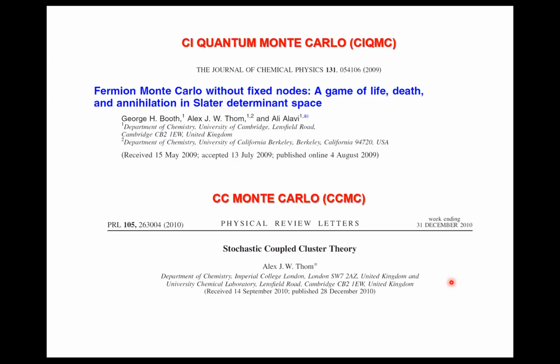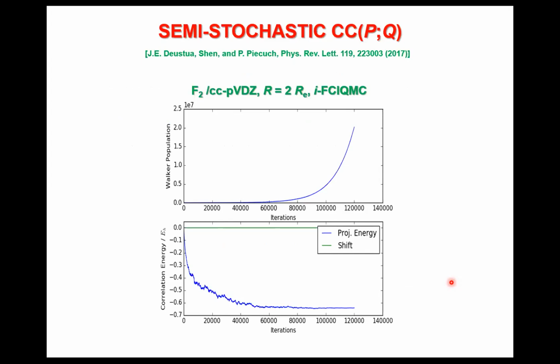So how can we combine these Monte Carlo ideas with CC(P;Q)? Well, here's what we can do. So here's an illustration. My example is F2, twice the equilibrium bond length, where T3 clusters have a larger energetic effect than the dissociation energy. The top panel shows you the walker population growth. So we go from hundreds to thousands and higher numbers of walkers on various determinants. And the bottom panel shows you the convergence of the full CI quantum Monte Carlo algorithm toward full CI. This x-axis here, the iterations axis, is essentially the time propagation axis, which is represented here by Monte Carlo iterations, which are Monte Carlo time steps.